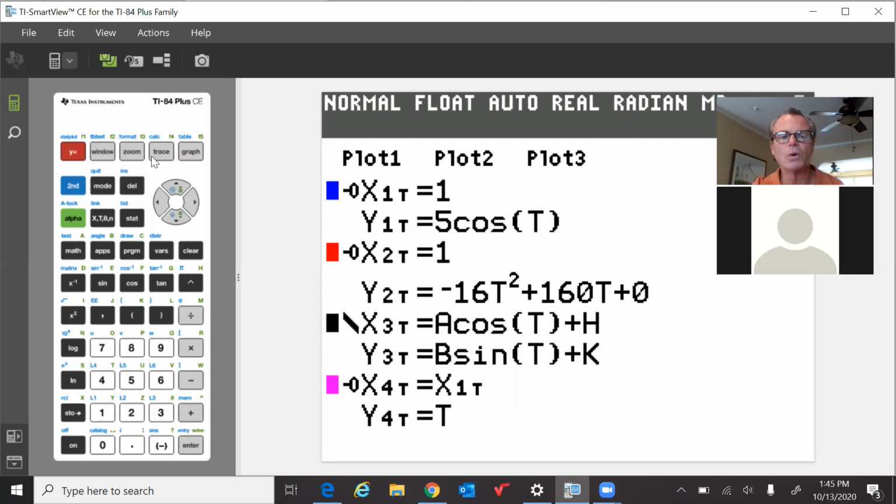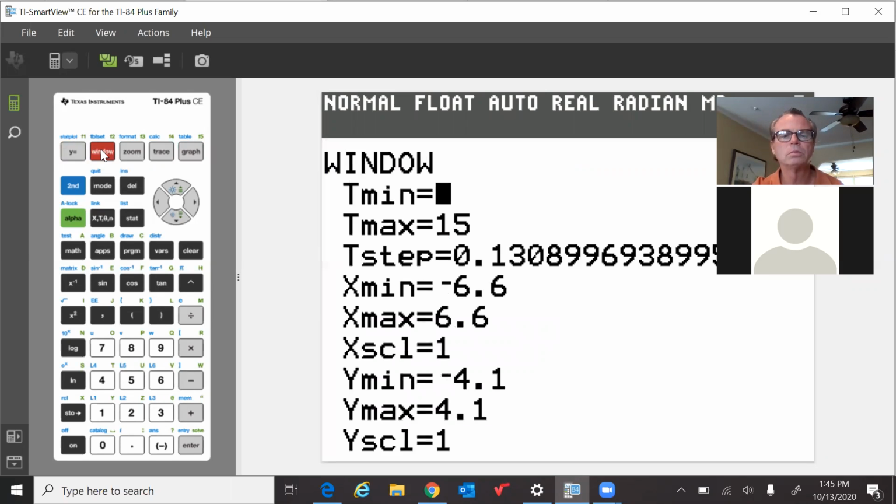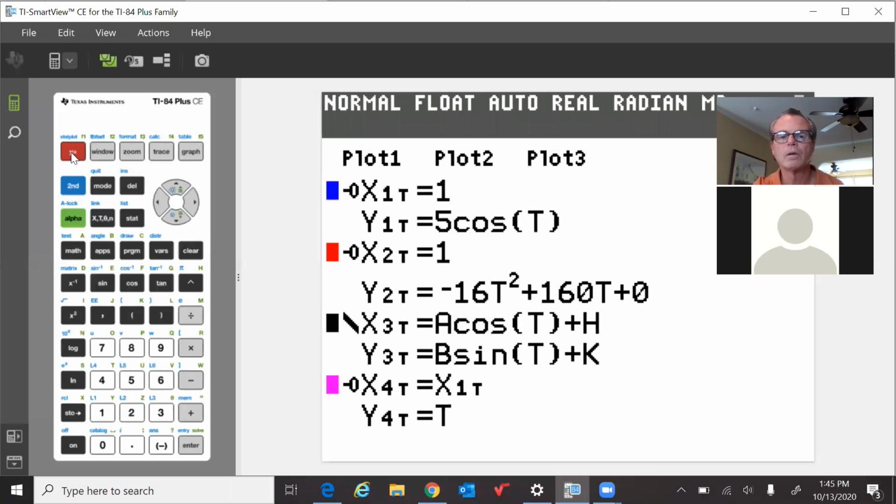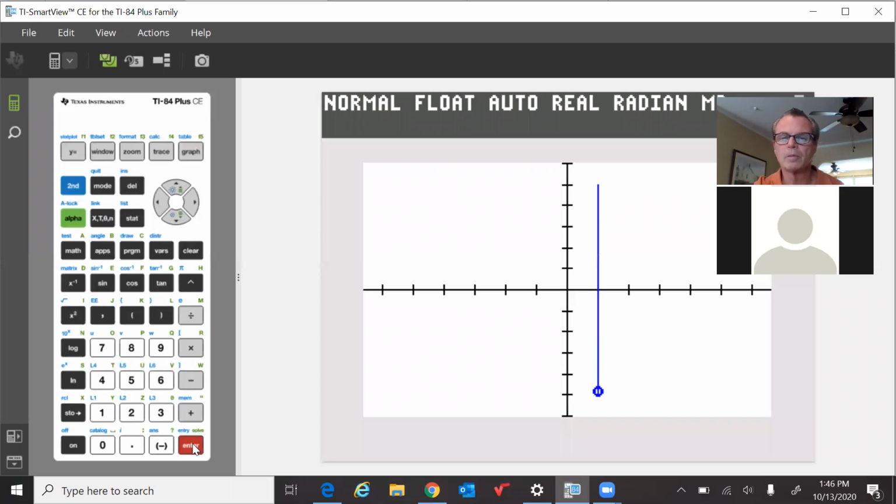Now what? Well, we need to go to the window, because the amplitude is 5. My y min and y max only go from -4.1 to 4.1. So I'm just going to make these -6 and 6. I got the bouncing ball with the tail. I'm going to turn it on. I'm going to stop it, right? What happened? It started up here.